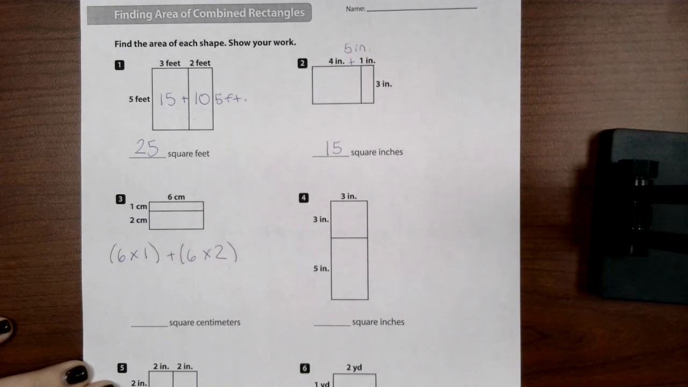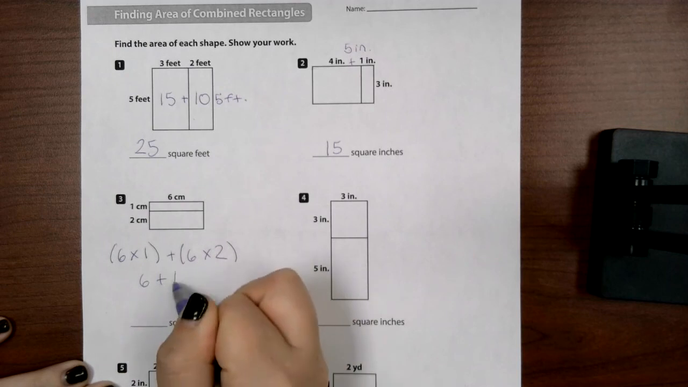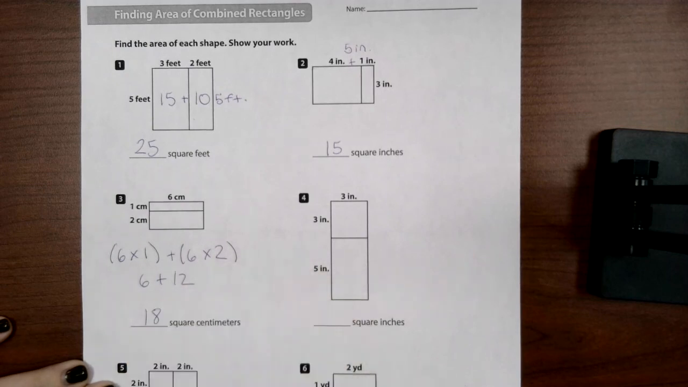This looks just like the equation we learned when we first started learning how to multiply back in November. So if this looks familiar to you, you might say, wow, this looks like those break apart equations we used to do. That's exactly what this is, guys, okay? That's why we learned that back in November and December. Now I can solve. 6 times 1 is 6. 6 times 2 is 12. 12 plus 6 is 18 square centimeters.